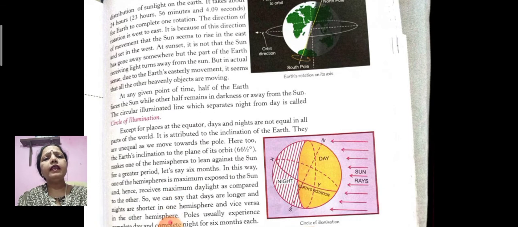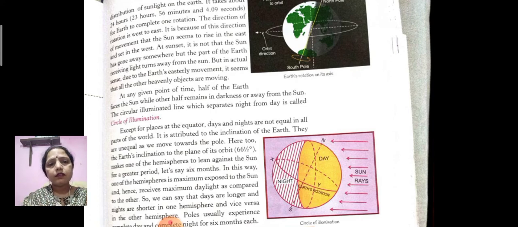It takes about 24 hours, exactly not 24 hours, 23 hours 56 minutes and 4.09 seconds. It means approximately 24 hours for the earth to complete one rotation. The direction of rotation is west to east. At any given point of time, half of the earth faces the sun while the other half remains in darkness, away from the sun.